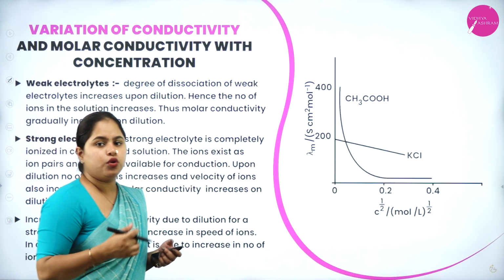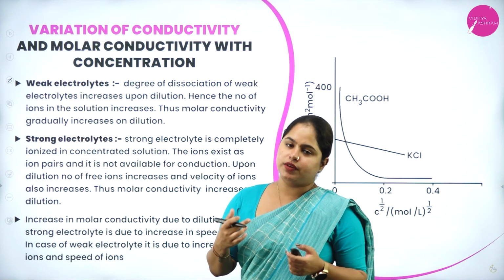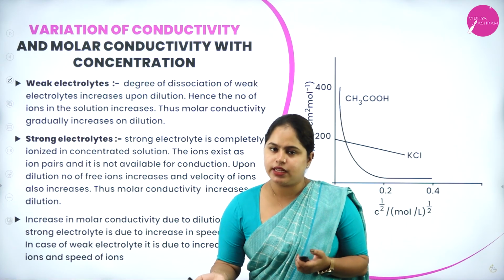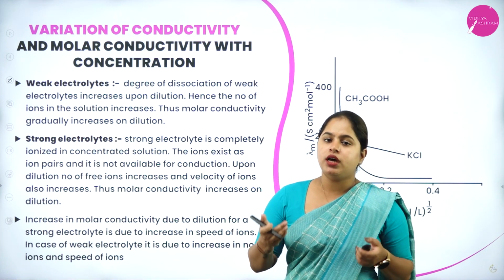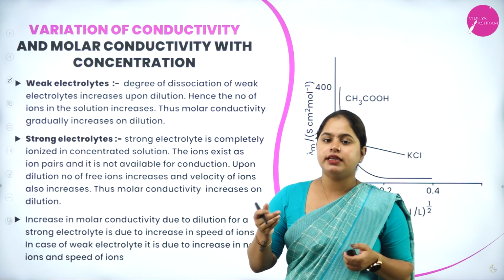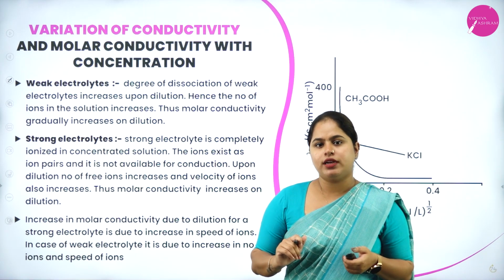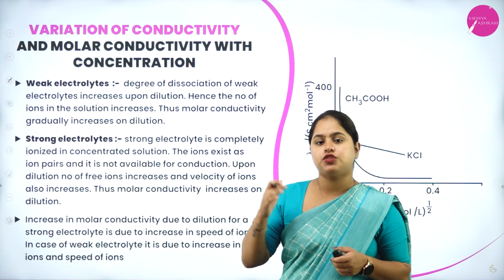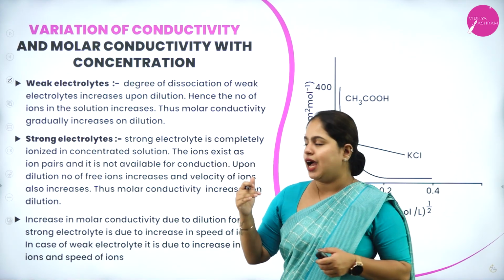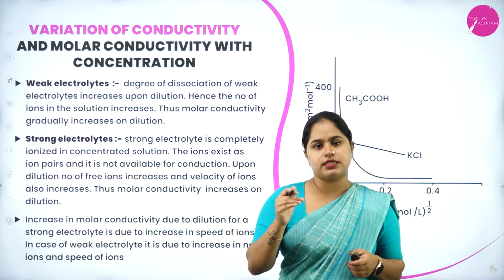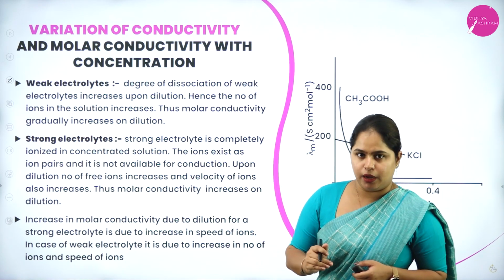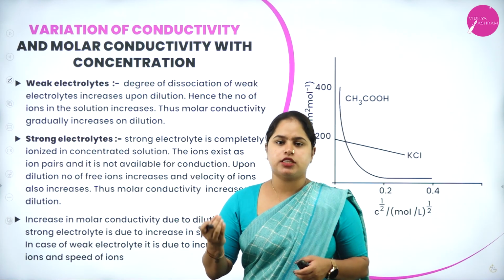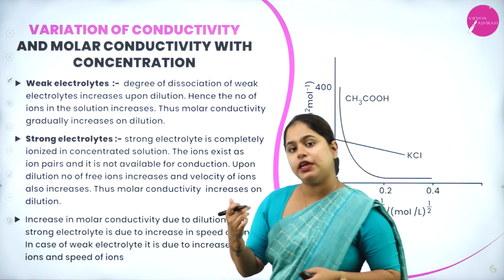Now, moving on to the molar conductivity variation with concentration. Now, as discussed, for a weak electrolyte as well as strong electrolyte, molar conductivity is going to increase with decrease in concentration, or else it is going to increase with increase in dilution. But the reason why it increases for a weak electrolyte and for a strong electrolyte is different. So, we are going to study in detail about that. So, first of all, what is an electrolyte? What is a weak electrolyte? It is an electrolyte which does not dissociate completely into its ions.